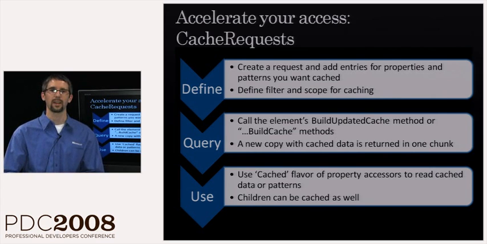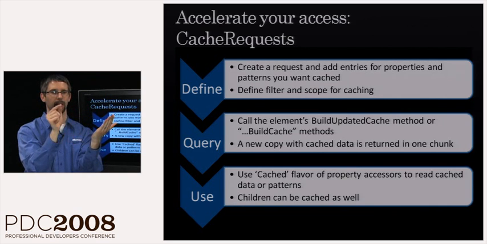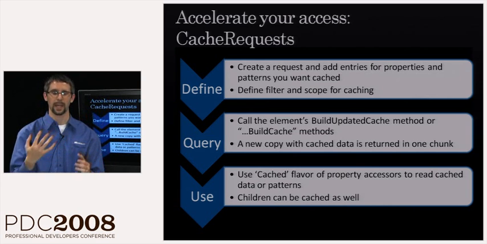A cache request is a way of ticking off multiple items on the menu, you might say. I want to know the name, the localized control type, and off-screen for all the children and all their children and the whole tree underneath. Go. So you build up a cache request, you add entries for all the things you're interested in, you define a scope, you can even add a filter, just like a find request. You can set property conditions for the stuff that you're interested in. And then you call build updated cache.